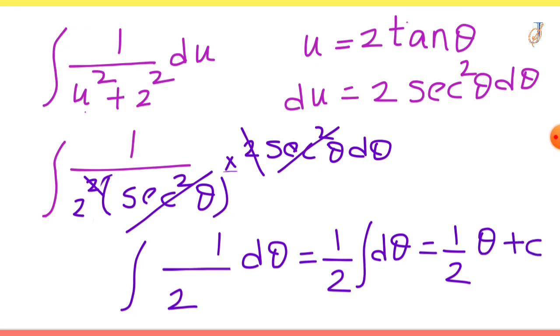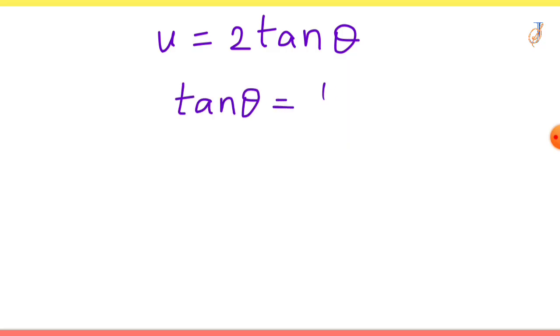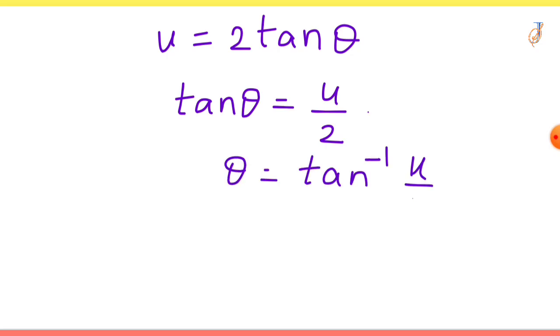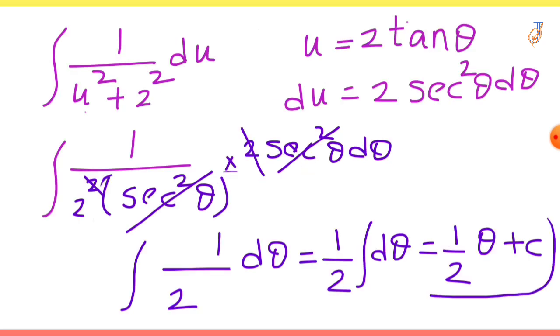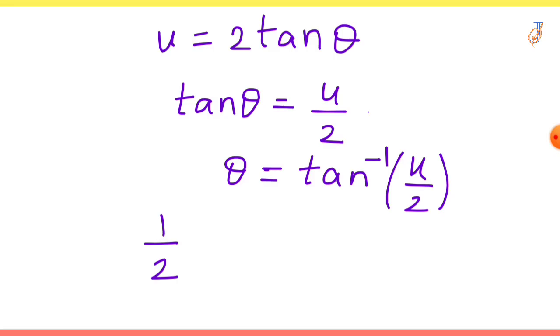We considered u as 2 tan theta, isn't it? Let's take that. We consider u as 2 tan theta. From here, tan theta is equal to u over 2. Then theta equals tan inverse of u over 2, isn't it? So as a result, we got 1 over 2 theta plus c. 1 over 2, instead of theta, I am going to substitute this tan inverse of u over 2 plus c.